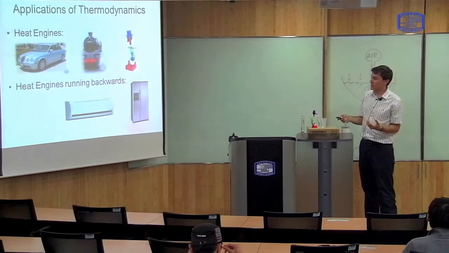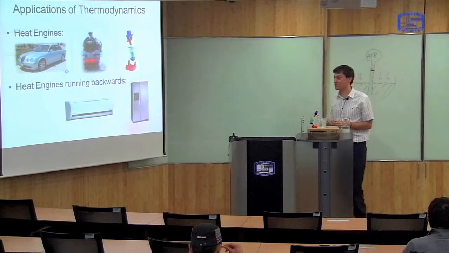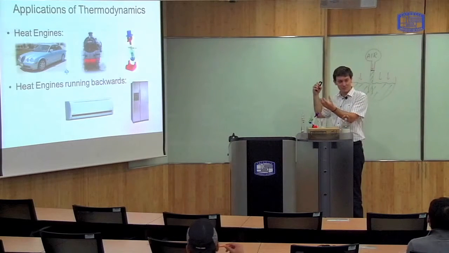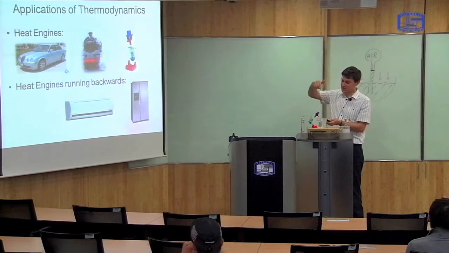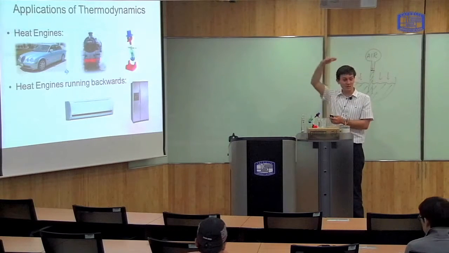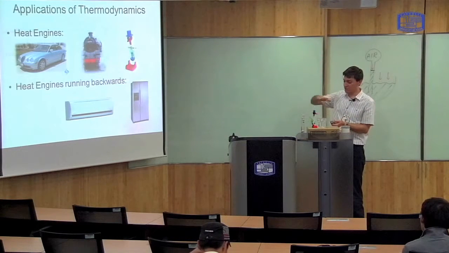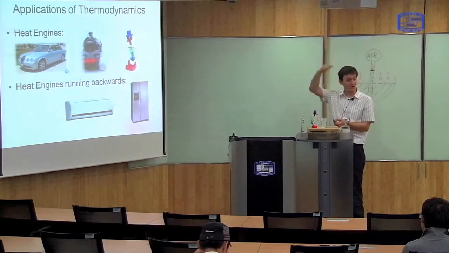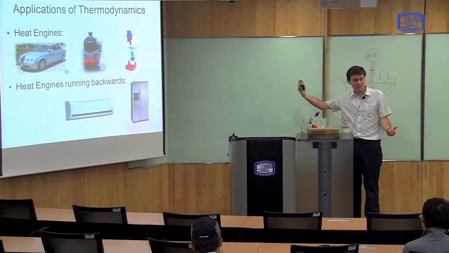You can also take the same principles and run it backwards. If you do the same thing backwards, then instead of taking energy out, you put the energy in, and then the heat goes from the cold place to the hot place. So by putting energy into the system, we can force heat to go from a colder place to a hotter place. And this makes the cold place colder and the hot place hotter.